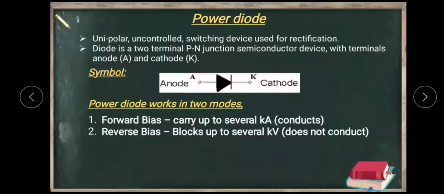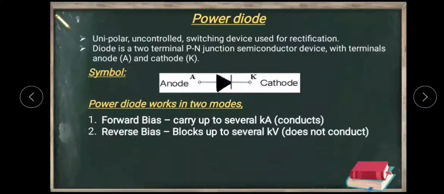As we know, we can bias this diode in two different manners. One is forward bias, second one is reverse bias. We know that in forward bias condition the diode conducts. When it is reverse biased, it does not conduct. So it means a power diode is nothing but what? It is a power semiconductor device. It will carry several kiloamperes of current when it is forward biased, and it will withstand or block several kilovolts of voltage when it is reverse biased. This we call a power diode.